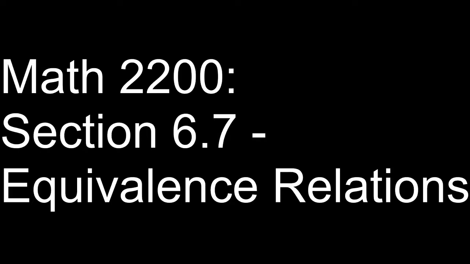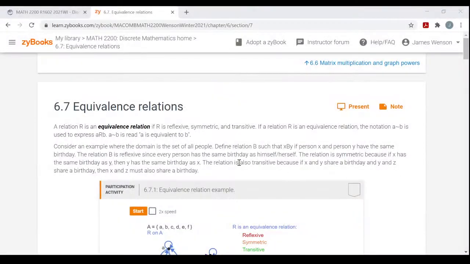All right, it's a relation with the reflexive property holding, the symmetric property holding, and the transitive property holding. Right, we'll see all that. Okay, so, like I said, a relation R is an equivalence relation if R is reflexive, symmetric, and transitive. Okay, all three.